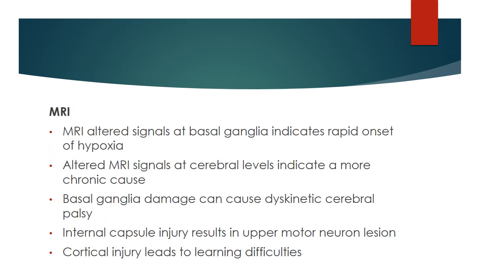MRI altered signals at the basal ganglia indicate rapid onset of hypoxia. Altered MRI signals at cerebral levels indicate a more chronic cause. Basal ganglia damage can cause dyskinetic cerebral palsy. Internal capsule injury results in an upper motor neuron lesion. Cortical injury leads to learning difficulties.